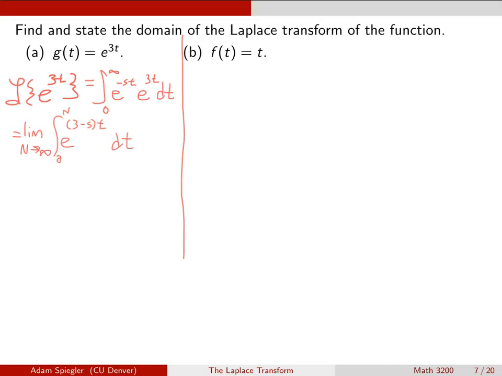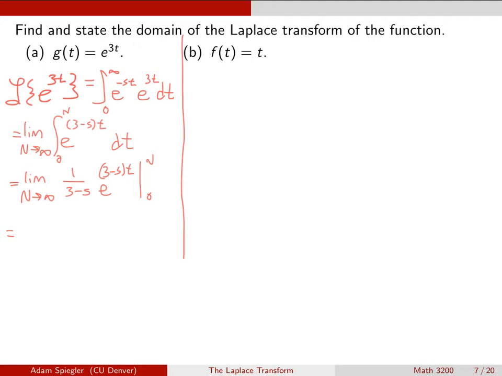And then we integrate this using substitution. And this is going to work out to 1 over 3 minus s, e to the 3 minus s times t, all from 0 up to n. And we're taking the limit now as that upper limit goes to infinity. And so now we're going to plug in each of these values in for t, because s we're treating like a constant.